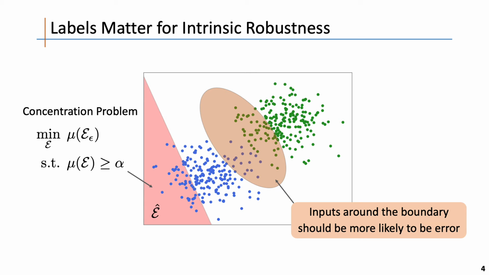In contrast, if we train a classifier to separate the 2 Gaussian clusters, we can imagine that data points that are around the class boundary should be more likely to be misclassified. This motivates us to introduce label uncertainty as an indicator of the likeliness of a given input to be an error point.